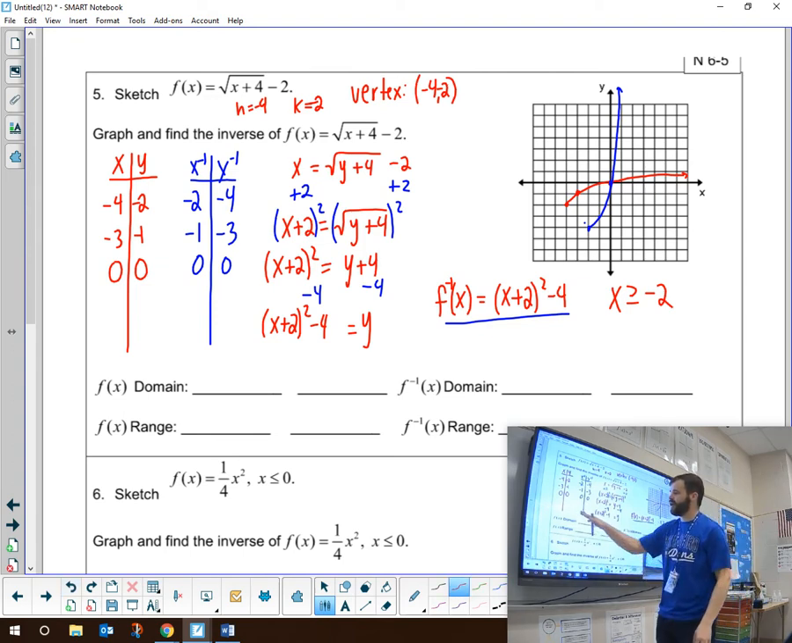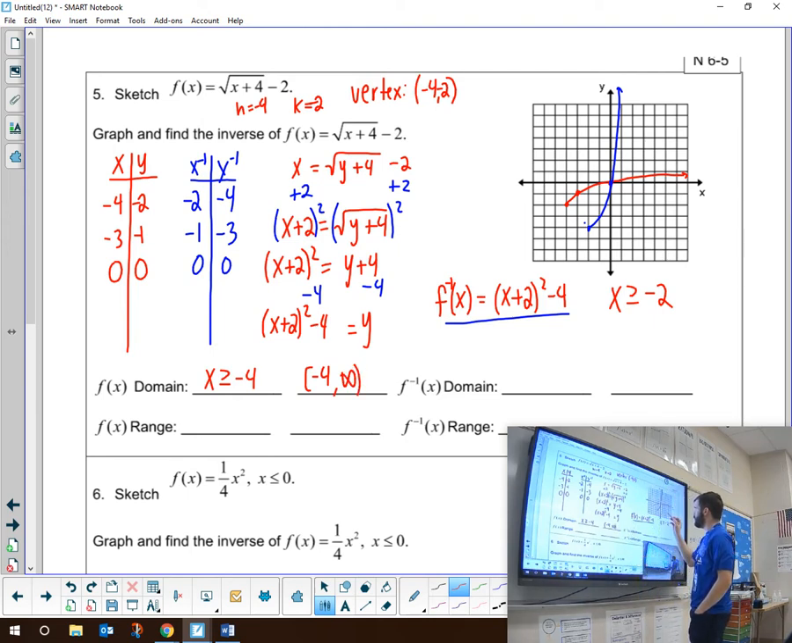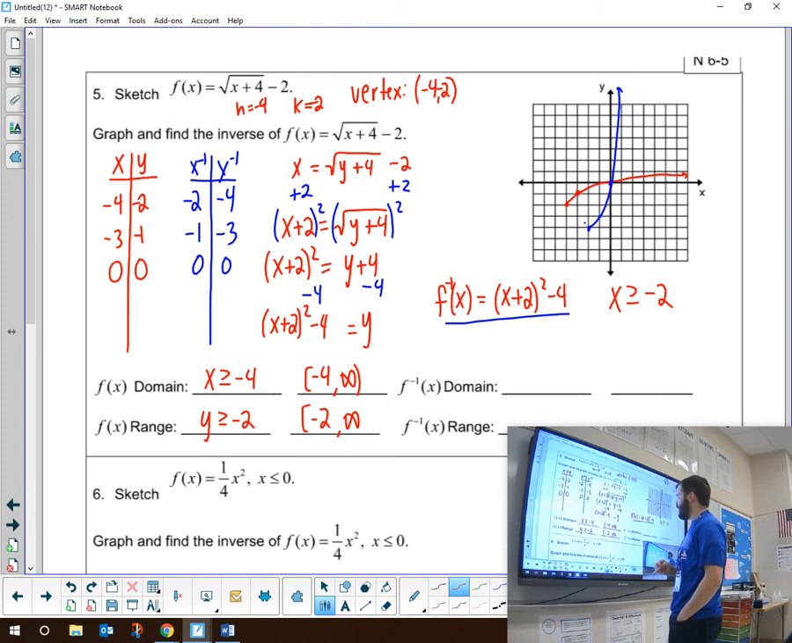Okay? So now for this final thing, let's talk about the domain and range of each piece. The domain of my original function is my left and right, my x value, right? So it's going to be x is greater than or equal to -4, or we can write it as -4 to infinity. For the range, it's going to start at -2 and technically go up forever. So y is greater than or equal to -2, or -2 to infinity.